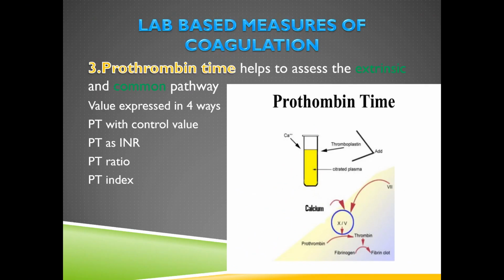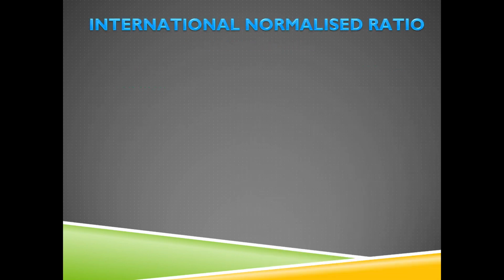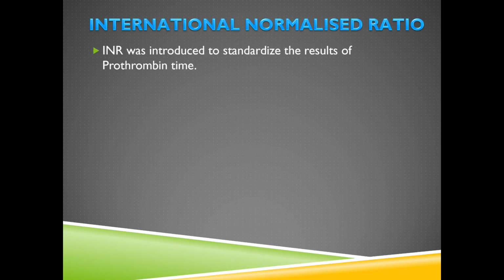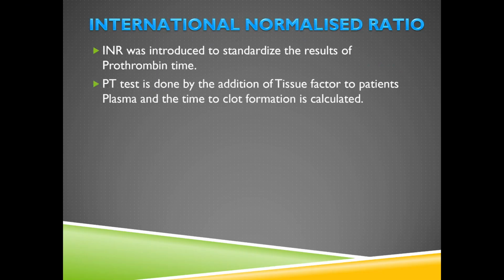Prothrombin time, PT, helps to assess the extrinsic and common pathway and is expressed in four ways: PT with control value, PT as INR, PT ratio and PT index. So this is how it can be expressed. And INR, which we normally use today also, PT-INR, was introduced as a standardized result for the prothrombin time because each lab had a different reagent. So they produced a different range of normal values. So in order to make it uniform, this INR was introduced as the international normalized ratio.